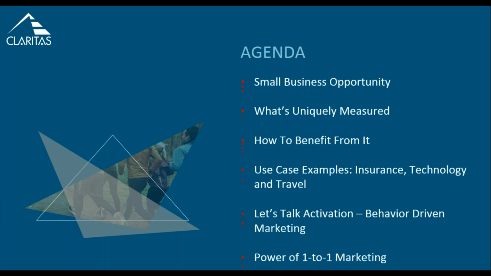As we look at our agenda, here are the 6 things that we're really going to be discussing at a high level. Small business opportunity. So, why are we even focusing on small businesses in the first place, right? We'll frame that up. What's uniquely measured. We'll discuss some of the new business data available that's going to inform our marketing approach. How can you benefit from it, right? We'll talk about what this new data means for a client and how you can best take advantage of this information.